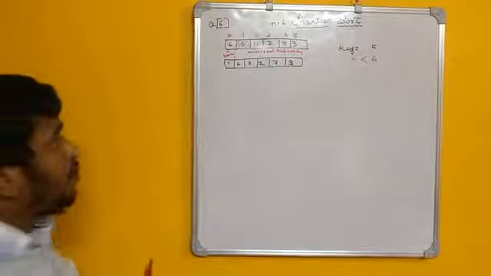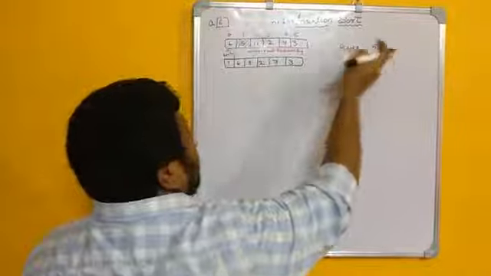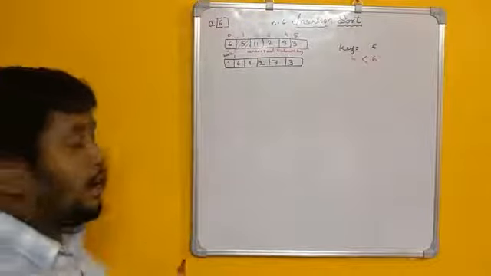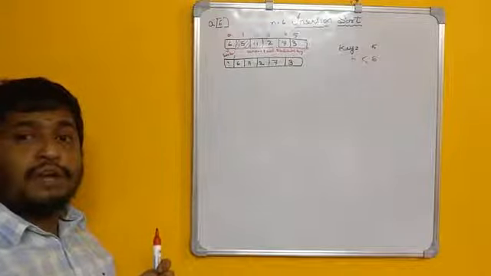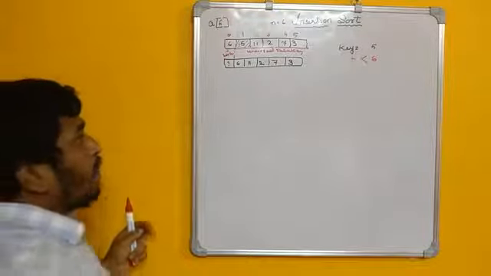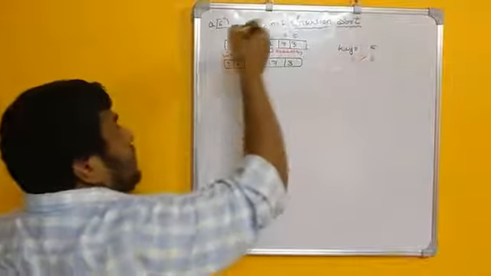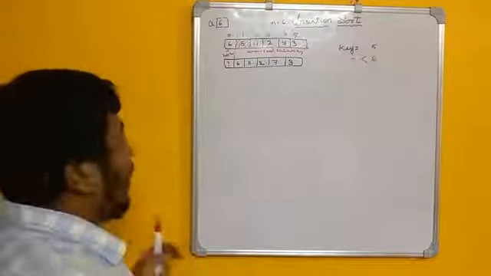Now what will we do? Now again compare the key with the element in the sorted subarray. Is there any element to compare? There is no element to compare in the sorted subarray. So what will we do? Now we will insert that key element in the blank place.